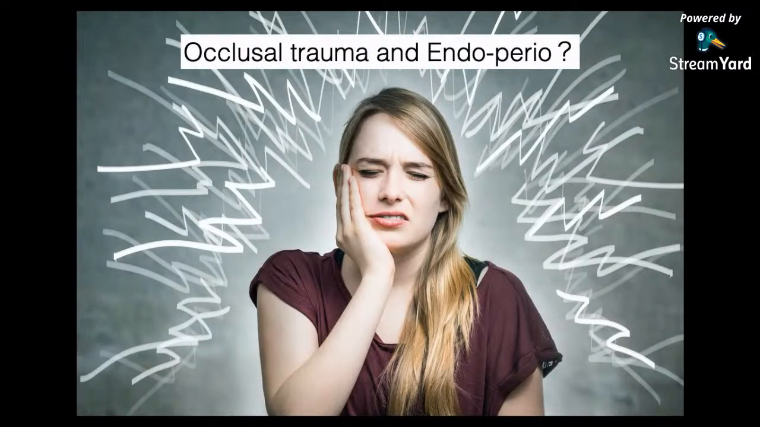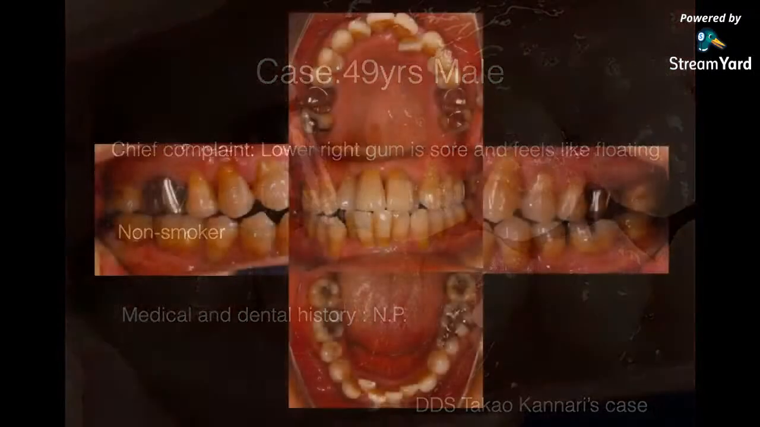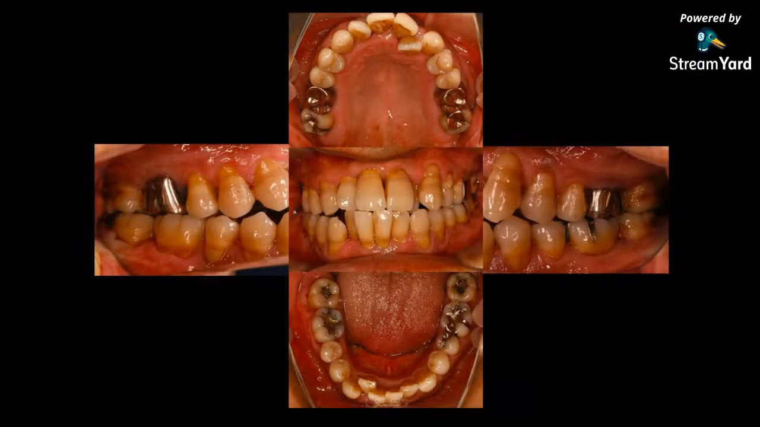And what is the relationship between occlusal trauma and Endo-Perio? I can share with you another case. This is a 49-year-old male, and the chief complaint was that his lower right gum was sore and he felt like it was floating. He was a non-smoker, with no medical or dental history of note. And we focus on the lower right second molar.